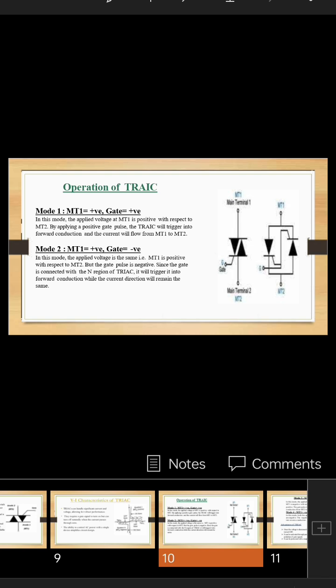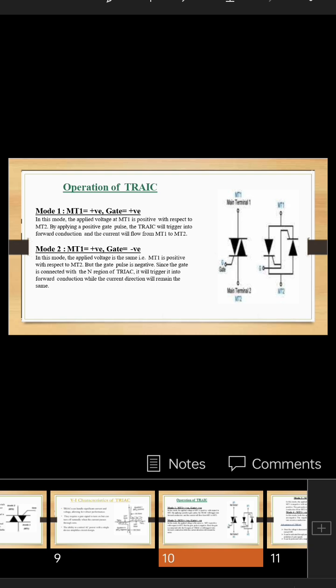The operation of Triac: Mode 1, MT1 equal to positive, gate equal to positive. In this mode, the applied voltage at MT1 is positive with respect to MT2. By applying a positive gate pulse, the Triac will trigger into forward conduction and the current will flow from MT1 to MT2.